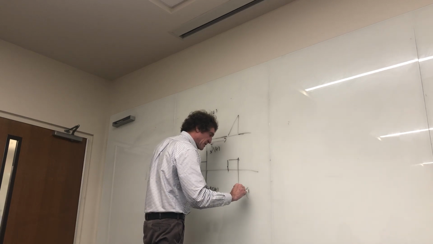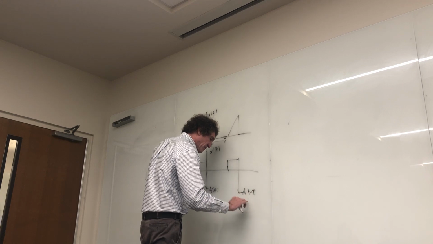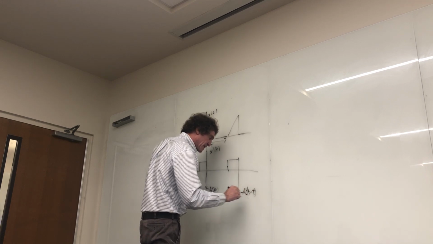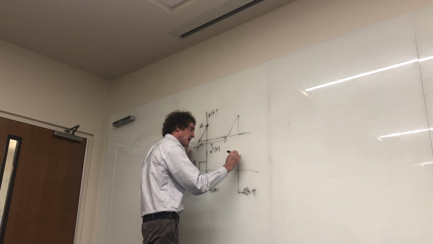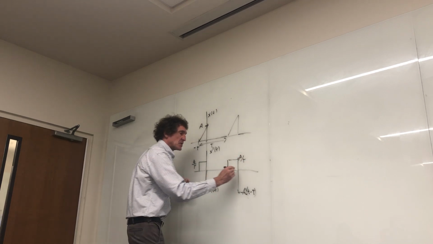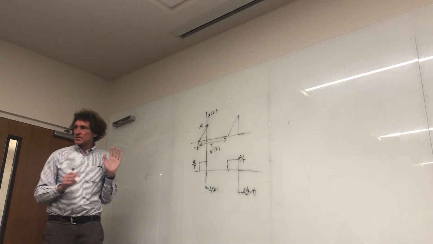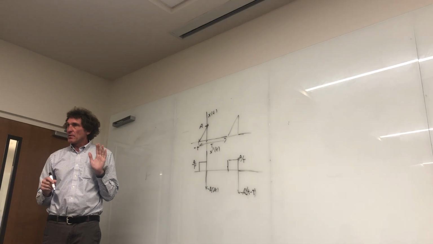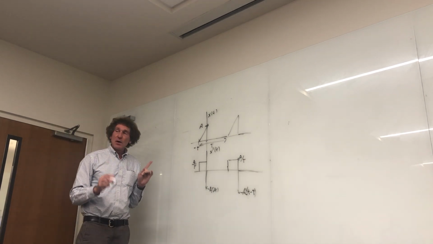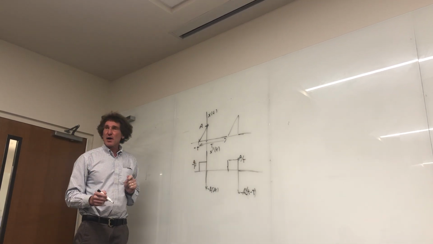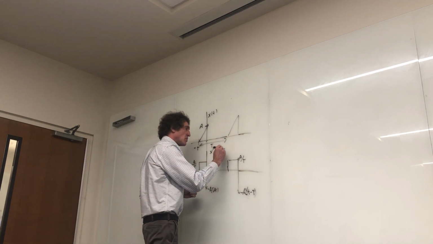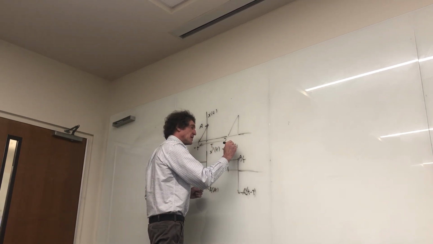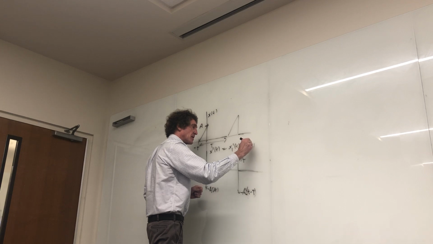Minus A, and this is really delta of t minus capital T. The height is still A over tau. And it's going to repeat itself forever, both directions. Do you all understand that? Now look at this, we're going to decompose this x prime into two functions. We'll call it x1 prime of t plus x2 prime of t.